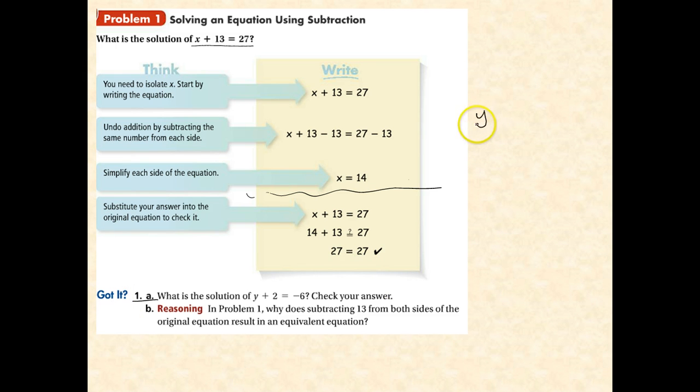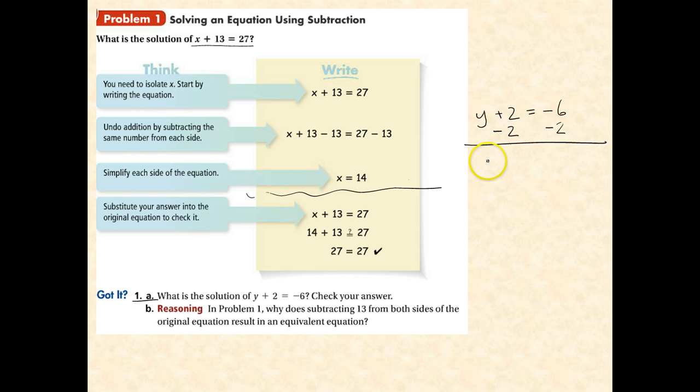Alright, so we've got y plus 2 equals negative 6. Y is the variable that I would like to isolate. What operation is around my y? It's addition, so I need to do subtraction. So subtract 2 from the left side of the equal sign, and subtract 2 from the right side of the equal sign, using the subtraction property of equality. I have to subtract the same number from both sides of the equation.